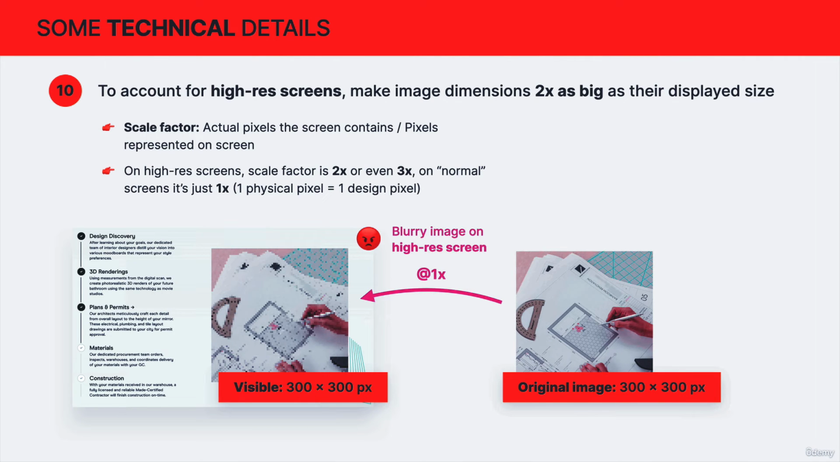Now, on the other hand, on normal screens, there is no scale factor, which means that each physical screen pixel is equal to 1 pixel in our images. So remember that the image right now looks blurry on the high-resolution screen, right? But if we were to see this page on a normal screen, then everything would be fine. However, in order to account for all screens, we simply always make the image twice as large, which is exactly what the rule says. Now, this can create the problem of very large image files, which brings us to our next point.